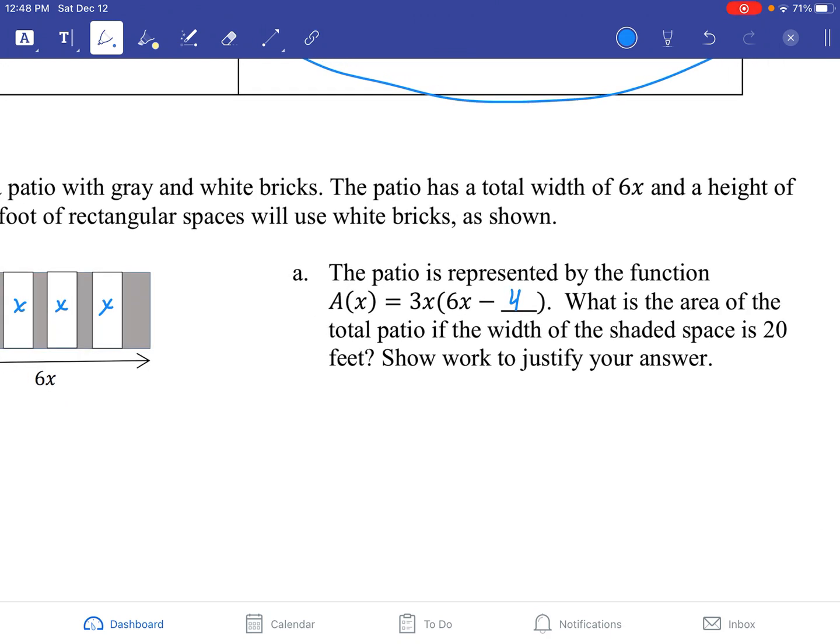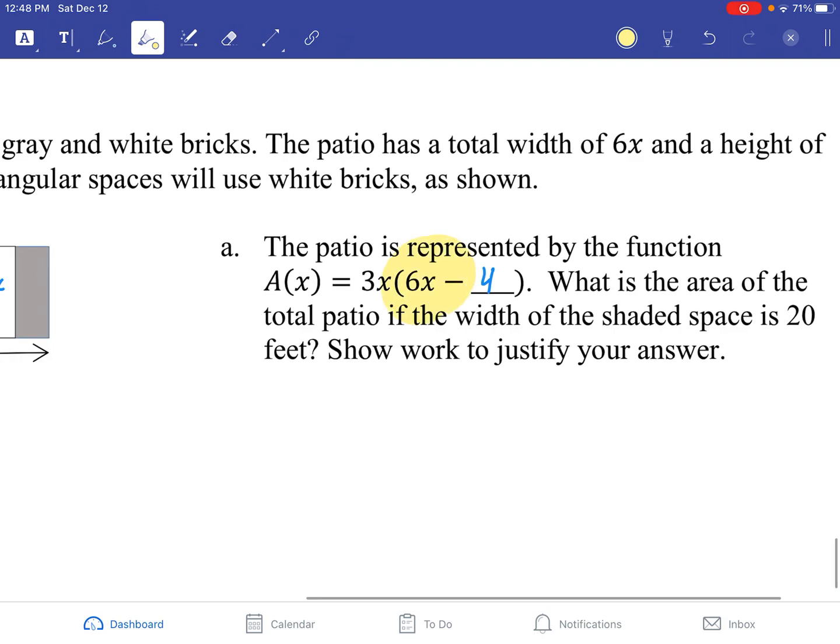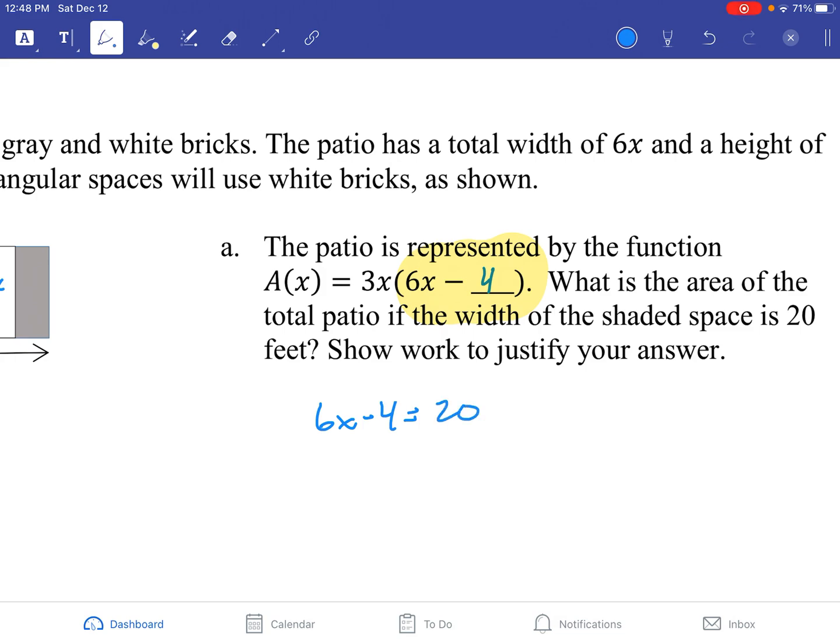So it says, what is the area of the total patio if the width of the shaded space is 20 feet? So this is representing the width of the shaded space. So we have 6x minus 4, and it says the width of the shaded space is equal to 20. So that's our equation to start with. We're going to add 4, gives us 24, equals 6x, and divide both sides by 6. Okay, which equals 4.